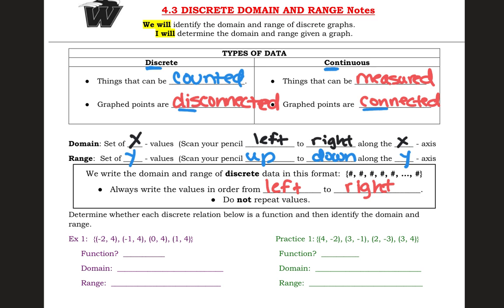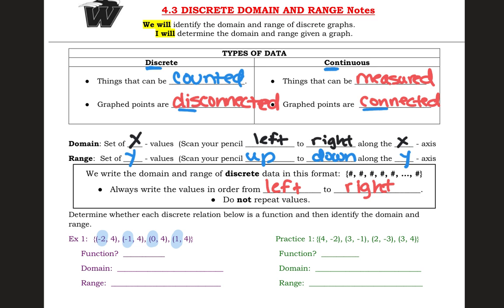It says determine whether each discrete relation below is a function, and then identify the domain and the range. So how did we determine it was a function yesterday? Do y'all remember what we focused on? If the x repeated or not. Good. If you have a highlighter, you're going to use your highlighter. If you don't have a highlighter, we're going to underline it. We're going to highlight the x on every single point.